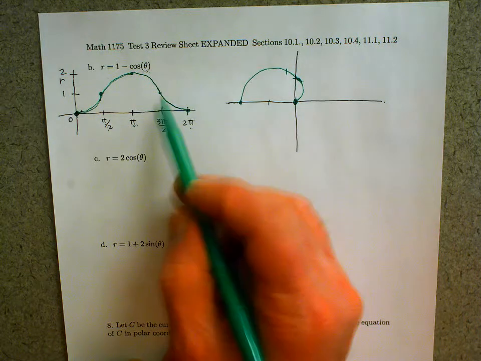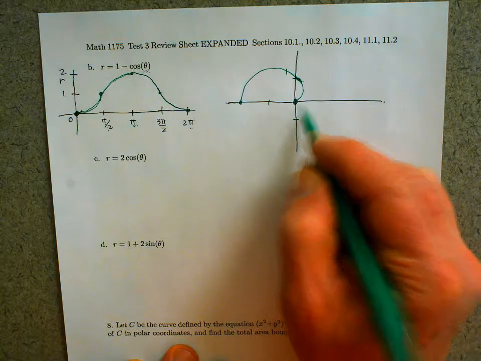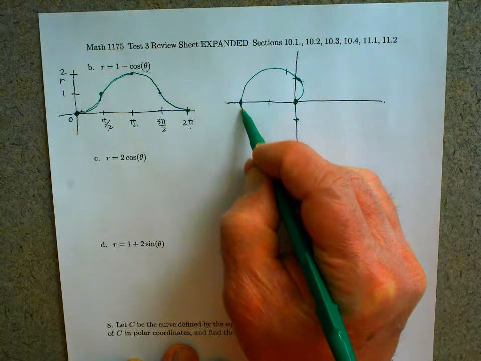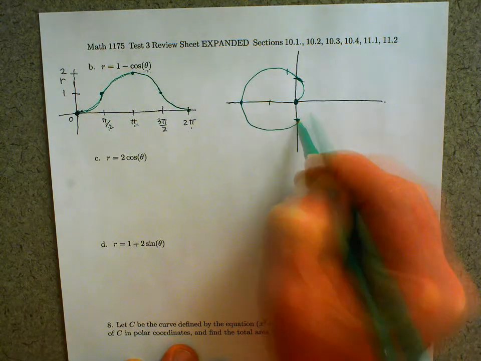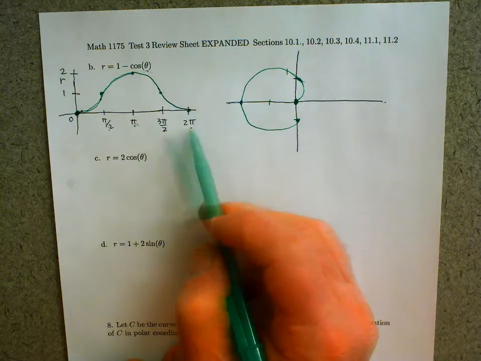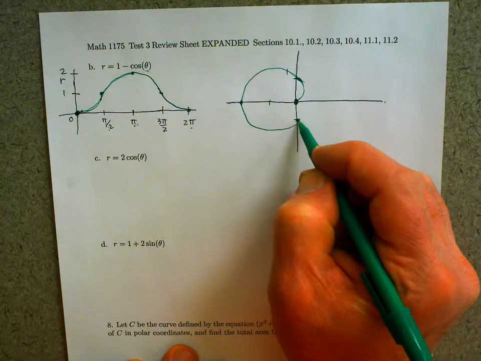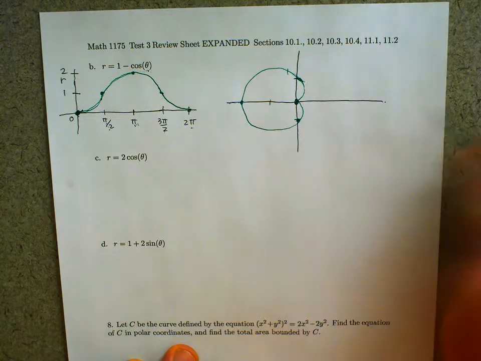By the time we get to 3 pi over 2, the r value is 1, so it's going to do something like this. And then between 3 pi over 2 and 2 pi, the r values get smaller and smaller, and then finally reach 0. That's a cardioid.